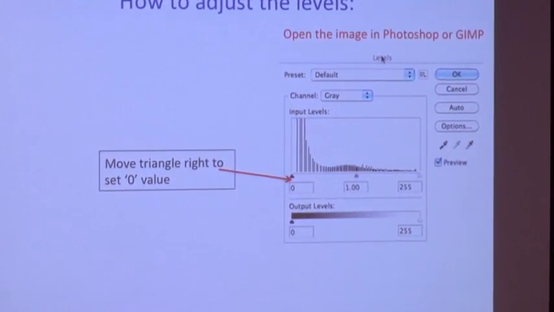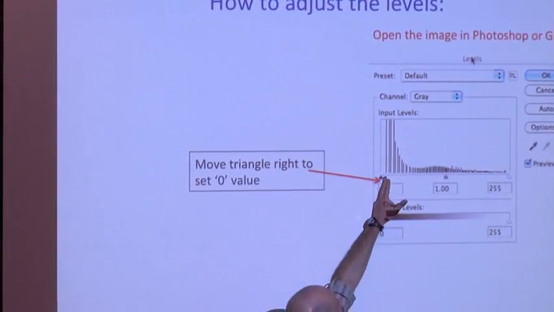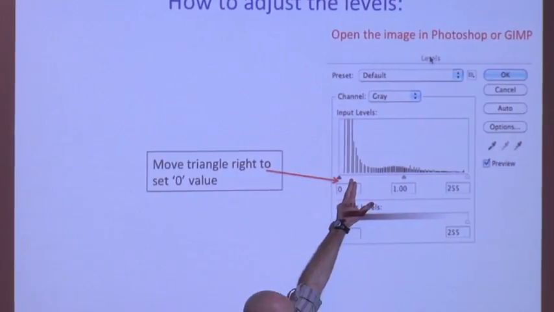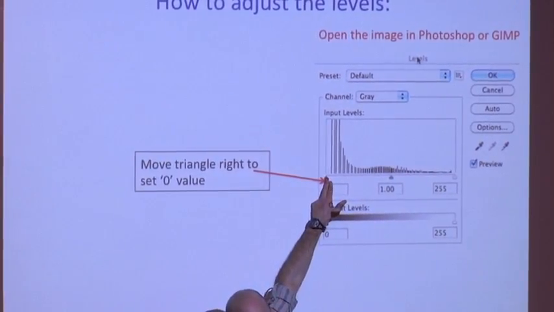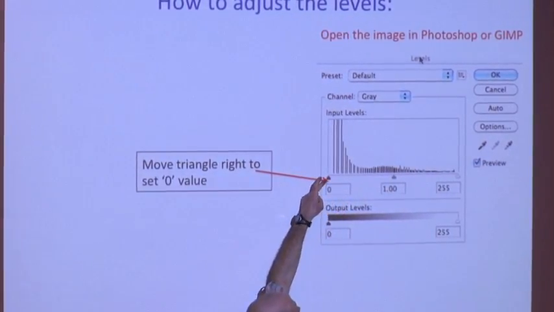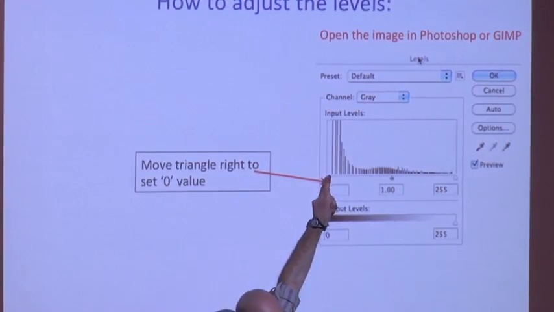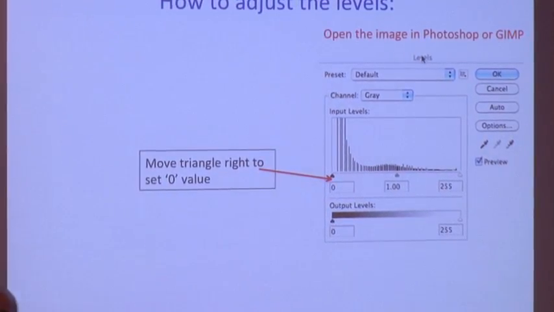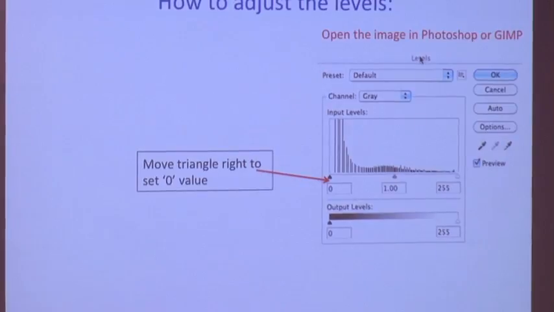So it's setting 0 to the first value where you actually find pixels. So in this image, there's no pixels that are at 0. So we take our value of 0 and move it up to this pixel. So now we've set the background of our image to pure black.